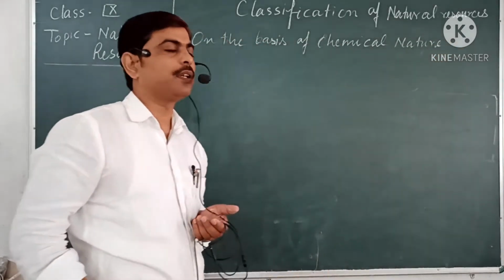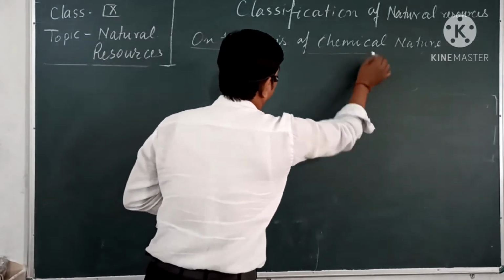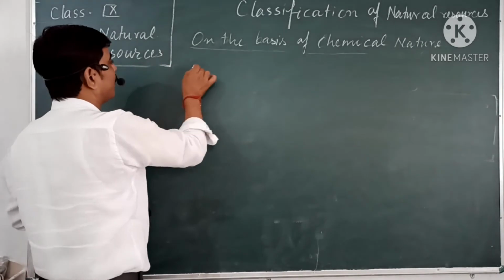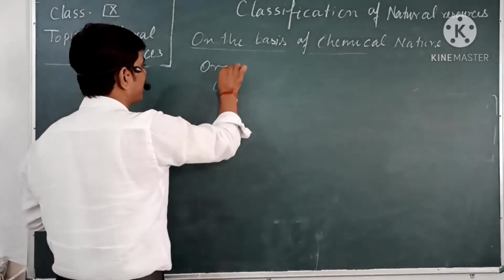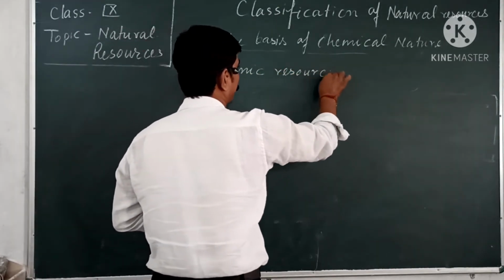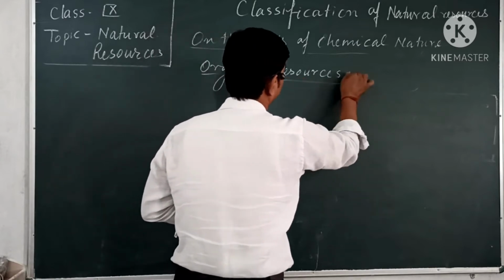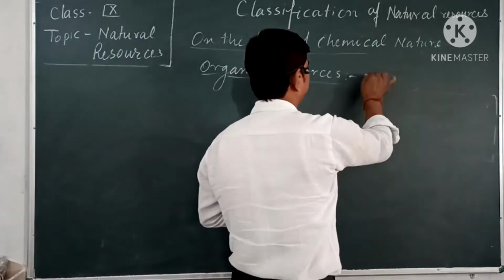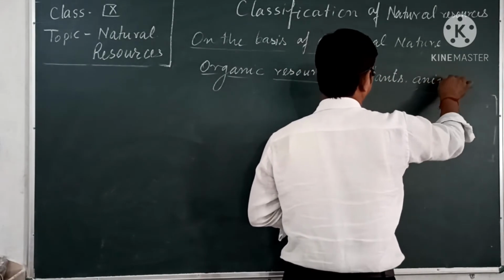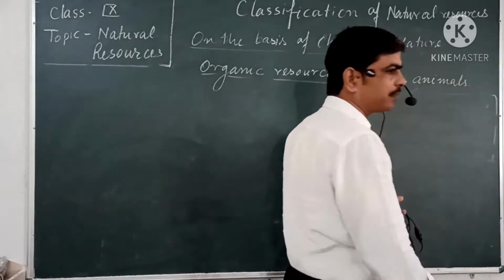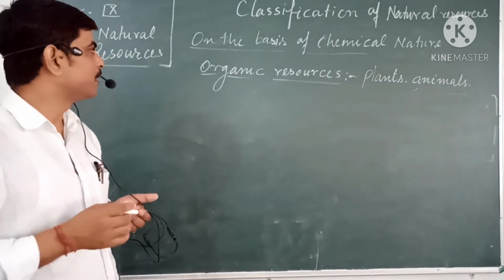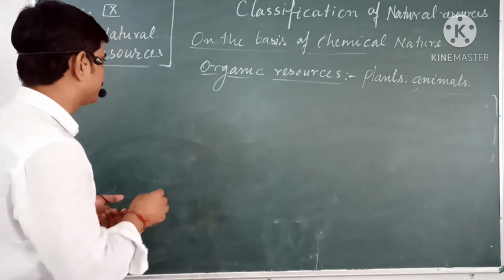On the basis of chemical nature, the natural resources are classified as organic resources, meaning like plants, animals, and other living things, those that have life, are covered under organic resources.